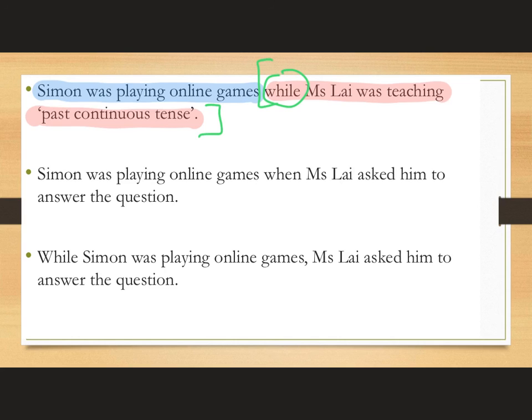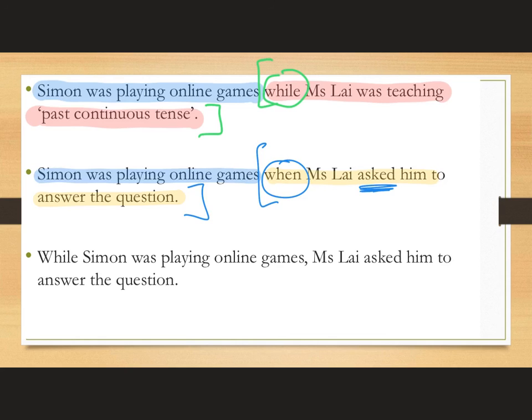Simon was playing online games when Miss Lai asked him to answer the question. Simon was playing online games. This part is the main clause. When Miss Lai asked him to answer the question, this part is the when clause. Look at the verb in the when clause. In the when clause, the verb is in simple past tense.